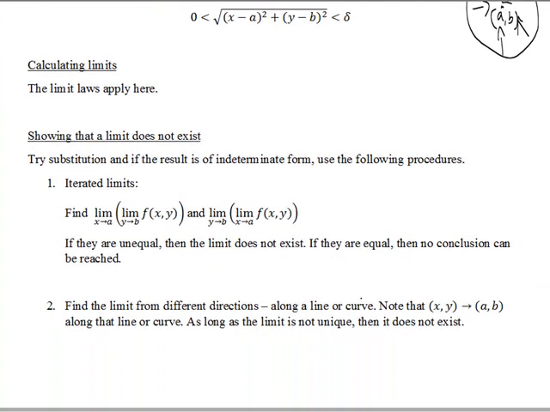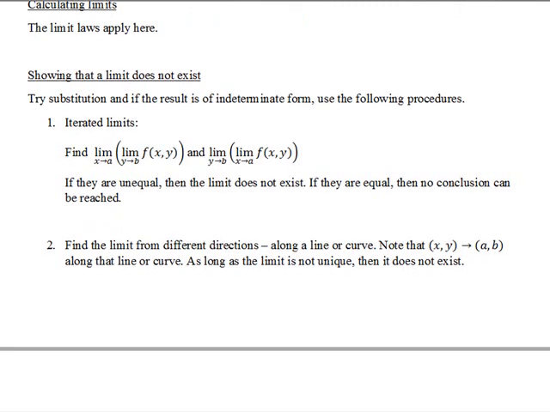So number 2, find the limit from different directions. And what directions do we use? You can go along a line. You can go along a curve. And I will show you how you choose the lines. The important thing, if you want to show that the limit does not exist, is you must find one place where you don't have a unique value, and you're done. Okay, let's do some examples.